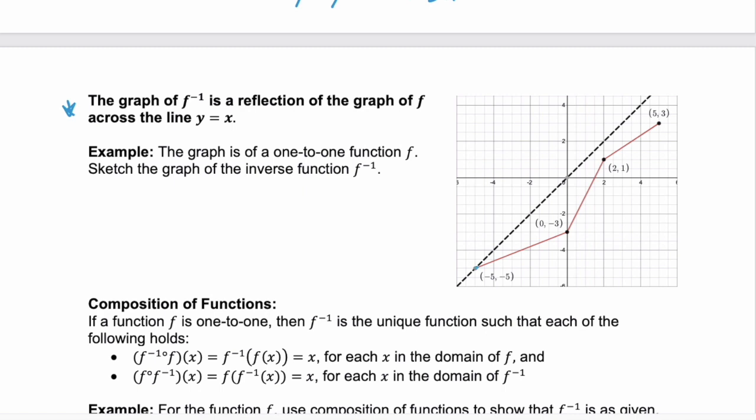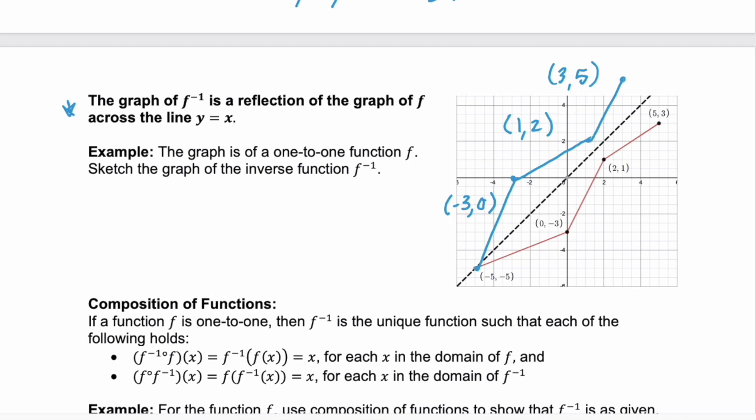So let's start here on the bottom left. The first point is -5, -5. Well, if we interchange those, we stay at the same point of -5, -5. Our next point is 0, -3. If we interchange those, we're looking for the point -3, 0. And we're going to connect our dots. Okay, next point is 2, 1. Interchanging would be 1, 2, which would be here. And our last point, 5, 3, that would be the point 3, 5, which would be about here.